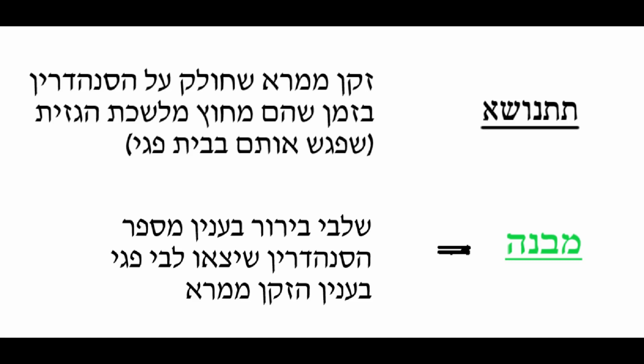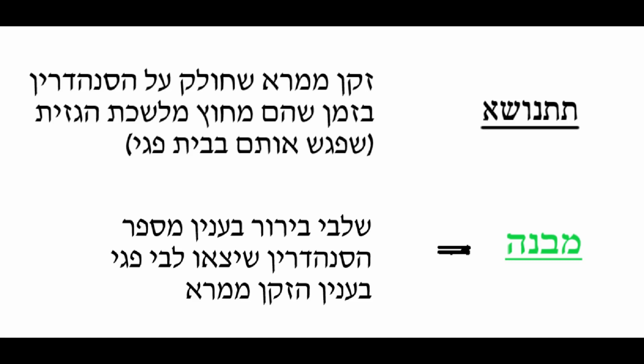Be'inyan mispar ha-Sanhedrin sheyotzu lebei pagi be'inyan ha-Zokein Mamre. We indicated that the Zokein Mamre meets up with the high court at Beis Pagi, this outer perimeter of Jerusalem, and he disagrees with them over there. How many members of the court are there when he meets up with them over there in Beis Pagi?